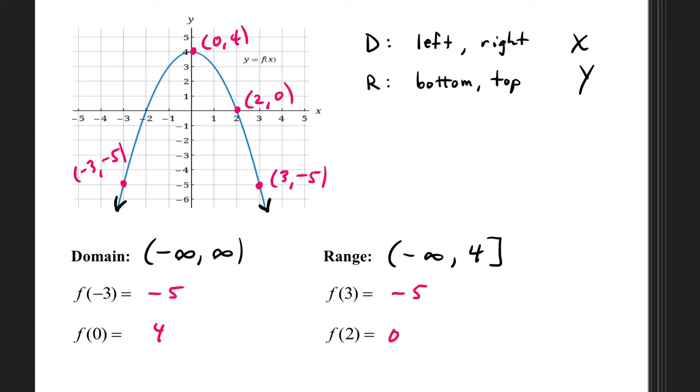F of -3, find -3 on your graph, the y value is -5. F of +3, find +3 on your graph, the y value is -5. F of 0, that has a y value of 4, and f of 2, x is 2, that carries a y value of 0. Those are our function values.